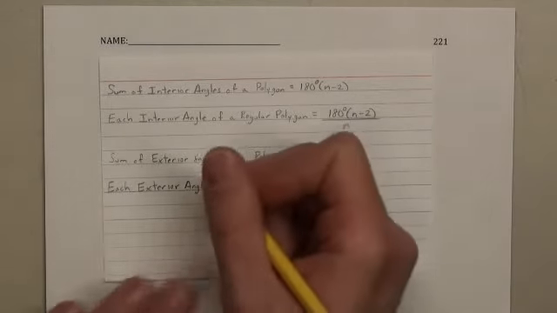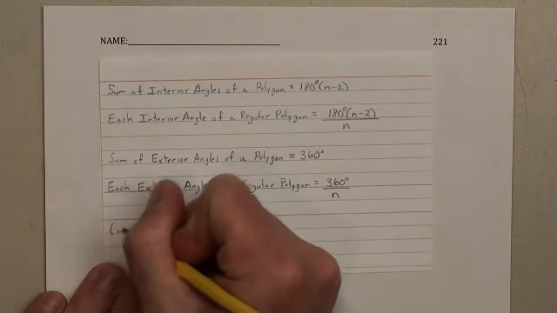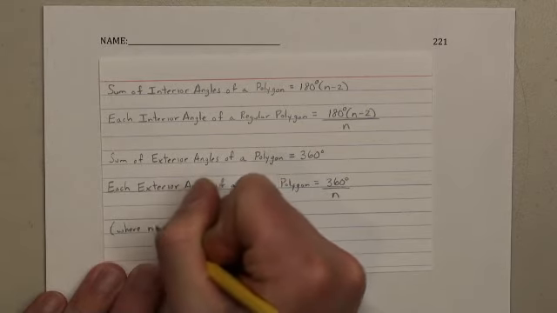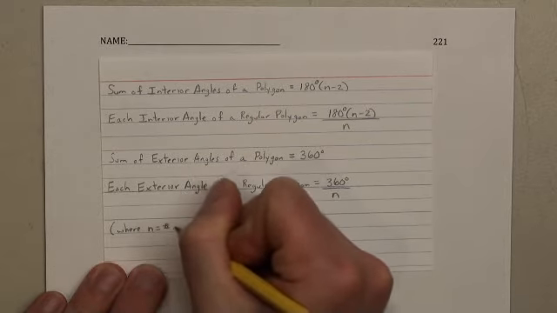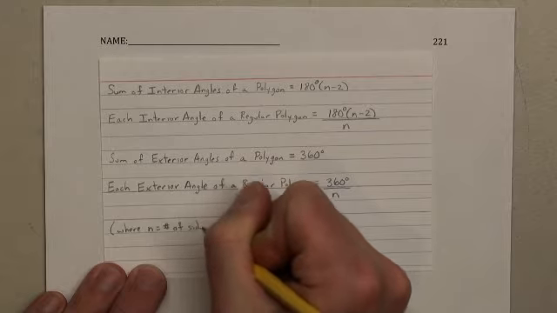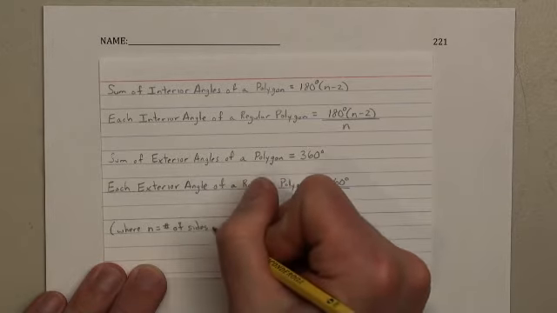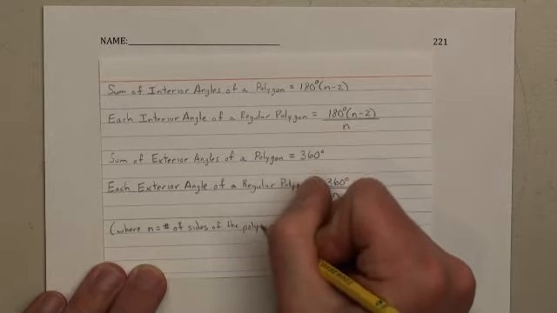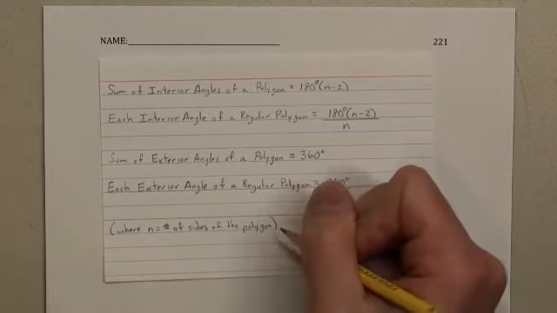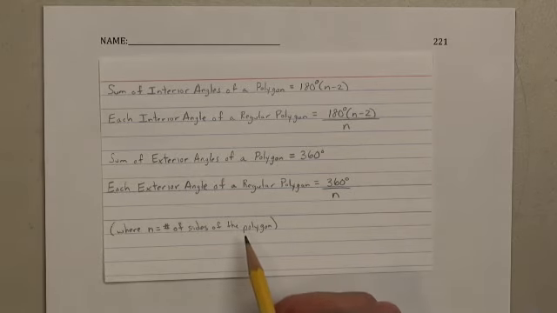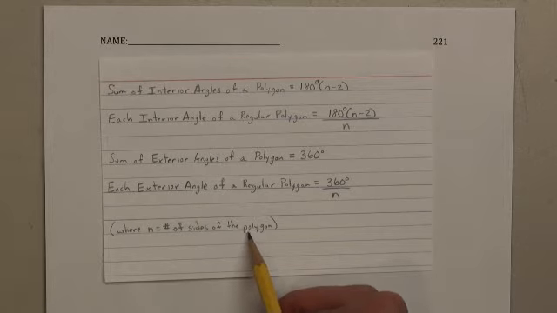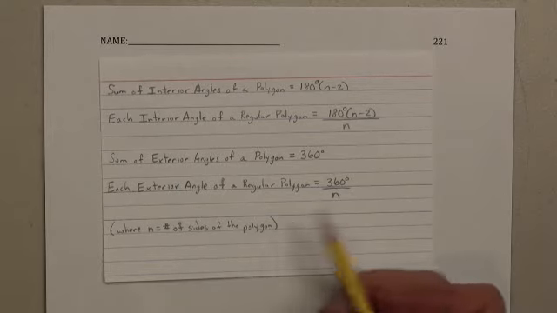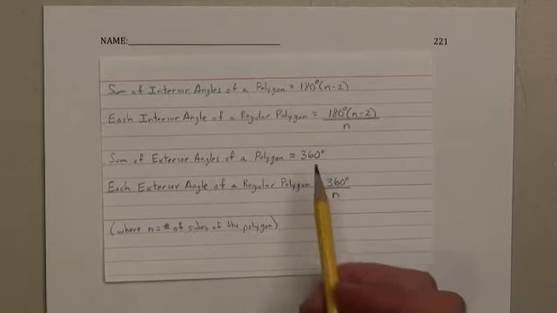And for all these problems, n equals the number of sides of the polygon. Okay? Now just a reminder, polygon is any closed figure like a triangle or a square or a rectangle or a pentagon. Okay, those are all polygons. So we're just going to count the number of sides for these formulas. N is the number of sides.